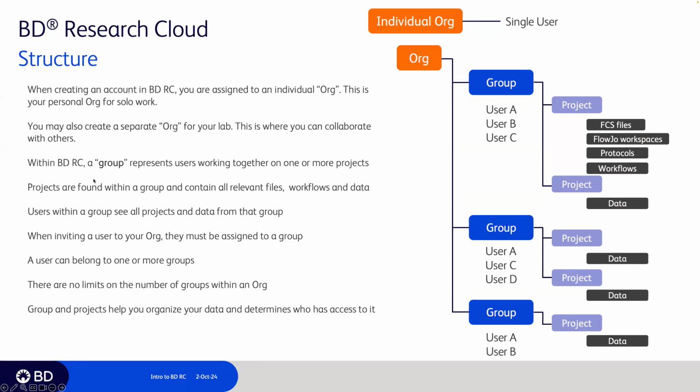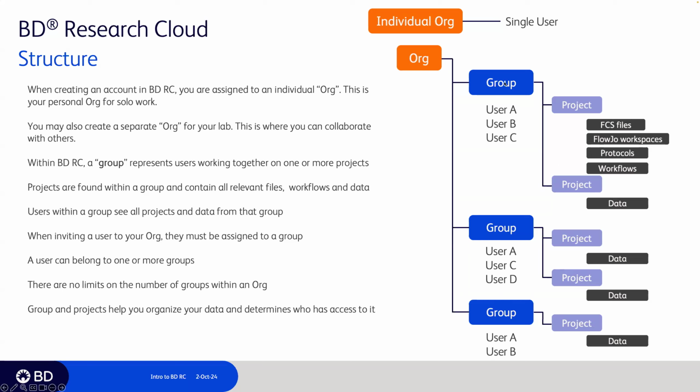Within BD Research Cloud, a group represents users working together on one or more projects. So within a BDRC organization, you can choose to create one or more groups, and then you can put users in different groups. Projects are found within groups, and they contain all the relevant files of that group.